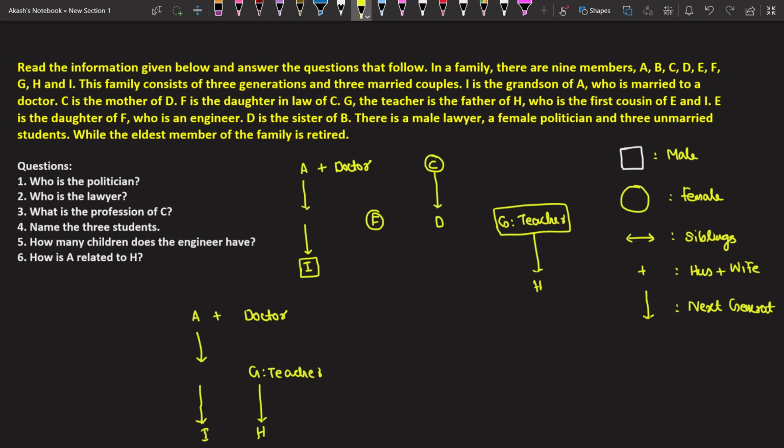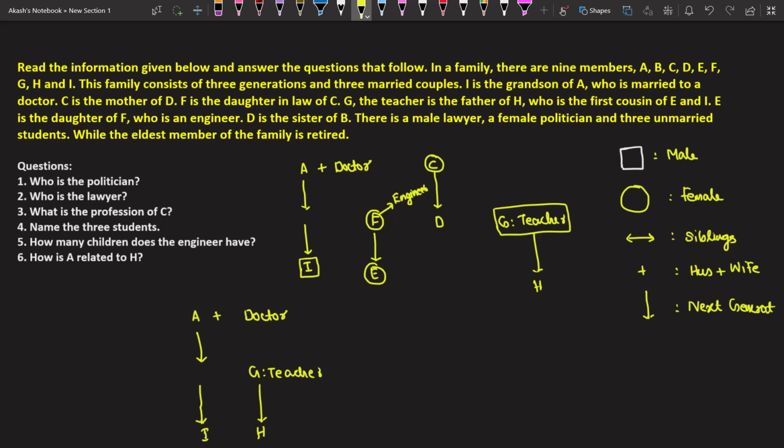Then E is the daughter of F. So E is the daughter of F, who is an engineer. Therefore F will be an engineer.